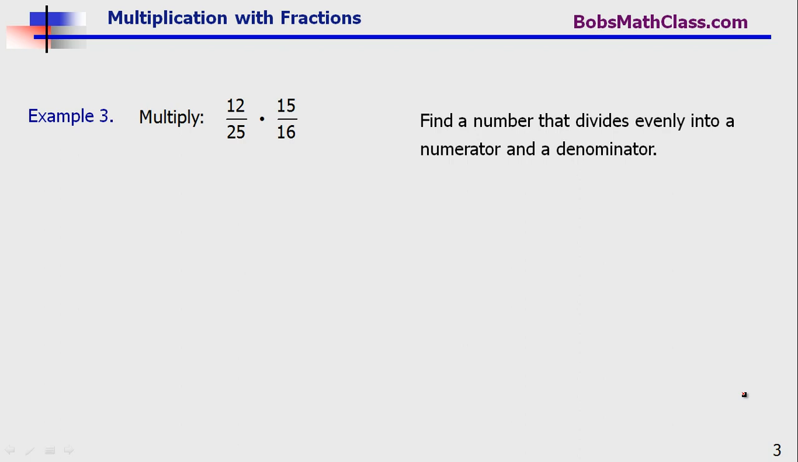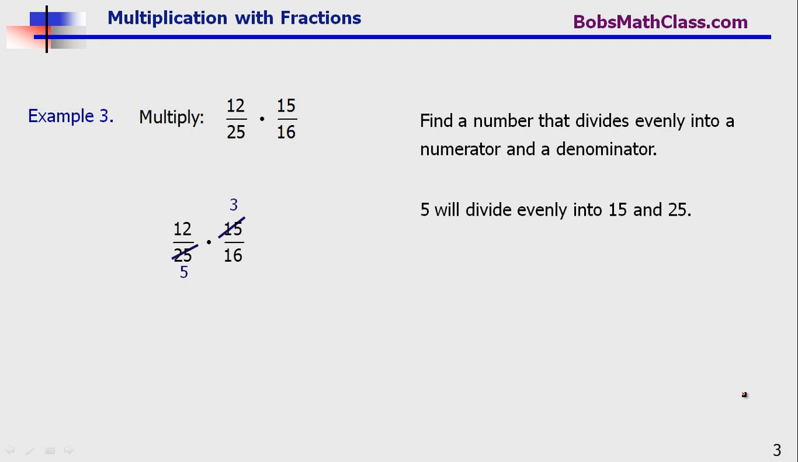Find a number that divides evenly into a numerator and a denominator. Let's see, the number 5 will divide evenly into 15 and 25. Won't it? Yeah. How many times does 5 go into 15? 3 times. So you're going to cross out the 15 and put a 3 above it. Then how many times will 5 go into 25? 5 times. So you're going to cross out the 25, put a 5 there.